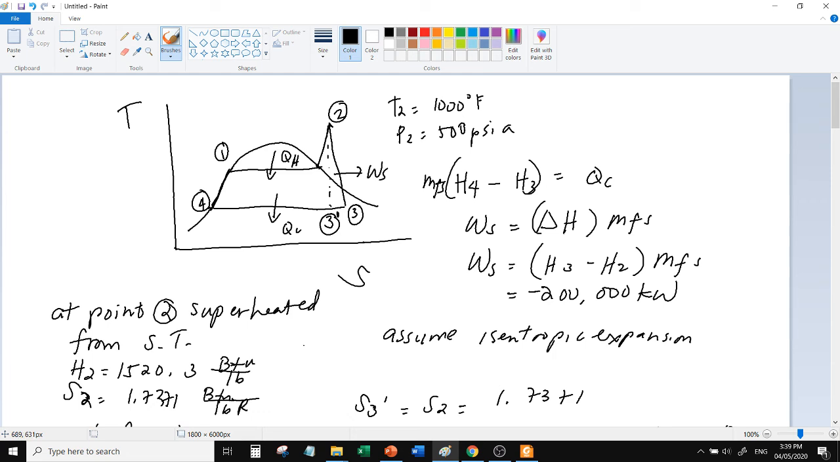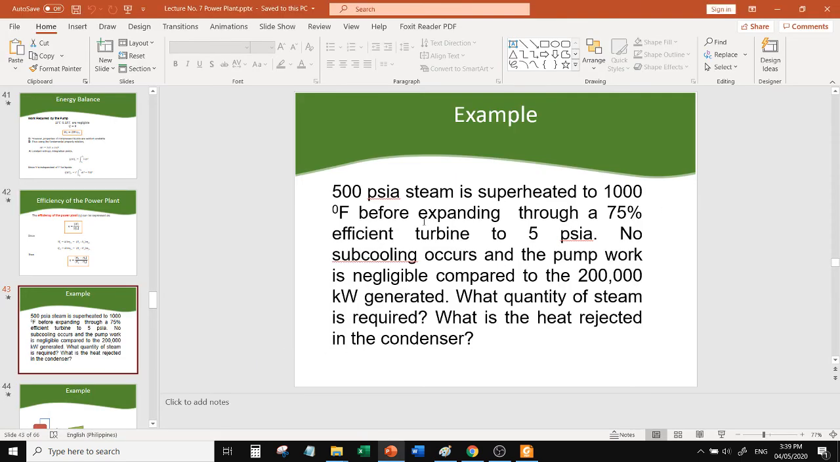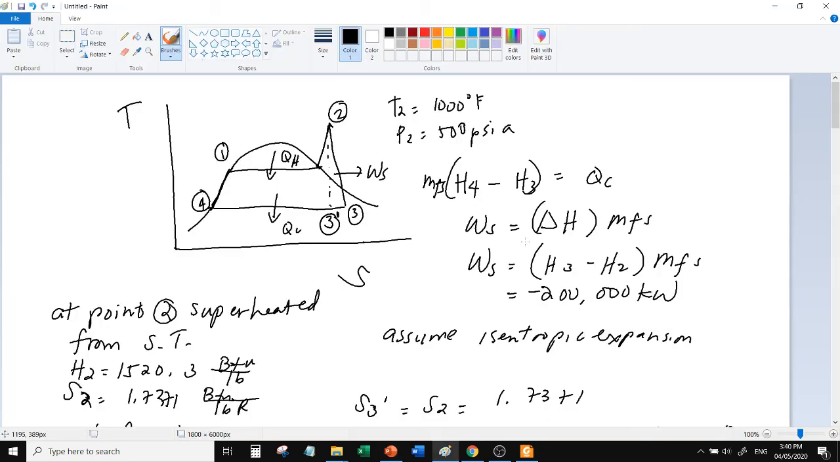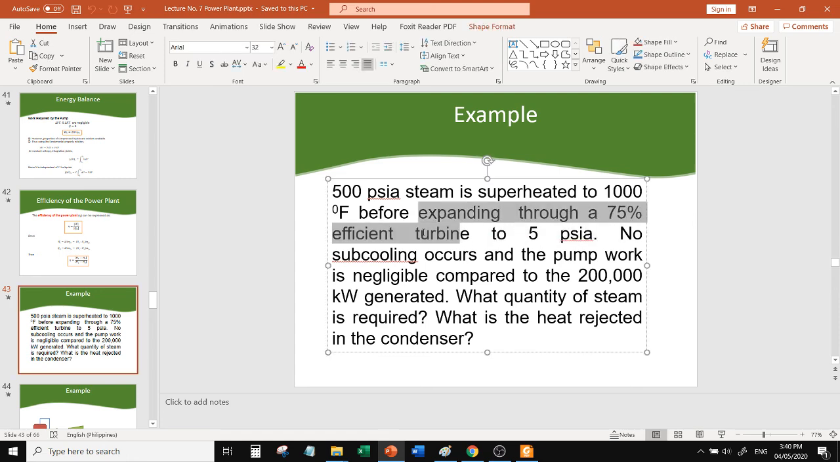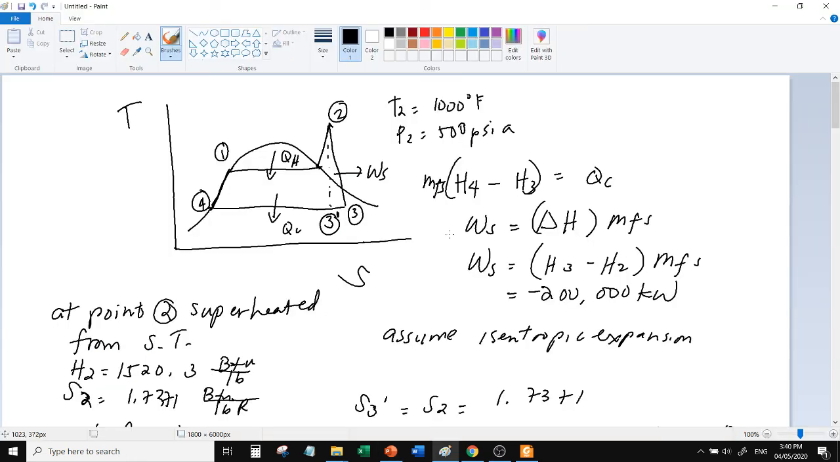So, yung next na tinatanong ay yung heat QC. Okay, QC. So, that's H4 minus H3. Meron na tayong H3. Wala tayong H4. Ano yung clues sa H4? 5 PSIA daw. 5 PSIA. So, yung P3 natin ay 5 PSIA. Kasi ang sabi, expanding to 5 PSIA. So, P3 is 5 PSIA.